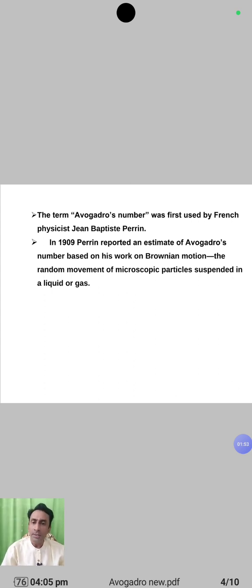Now, the term Avogadro's number was first used by French physicist Jean-Baptiste Perrin. In 1909, Perrin reported an estimate of Avogadro's number based on his work on Brownian motion, the random movement of microscopic particles suspended in liquid or gas.